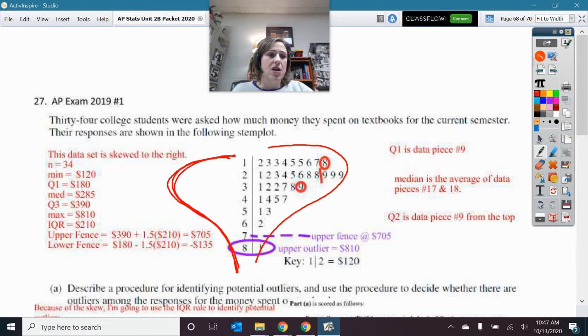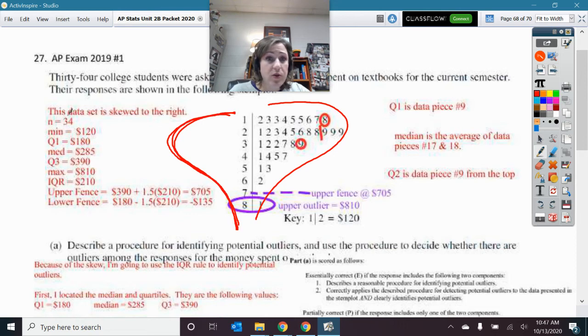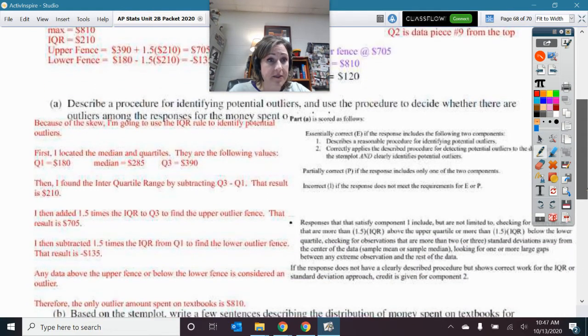All right. So anyway, again, on this one, you had to find if there were outliers. So look, I actually computed information here, did all the specifics, and I found that 8-1 is an outlier. Now, notice that 1-2 means $120, so this 8-1 means $810. So keep the context in mind.